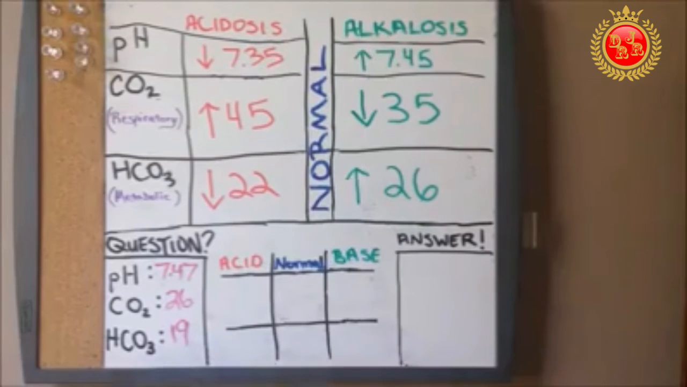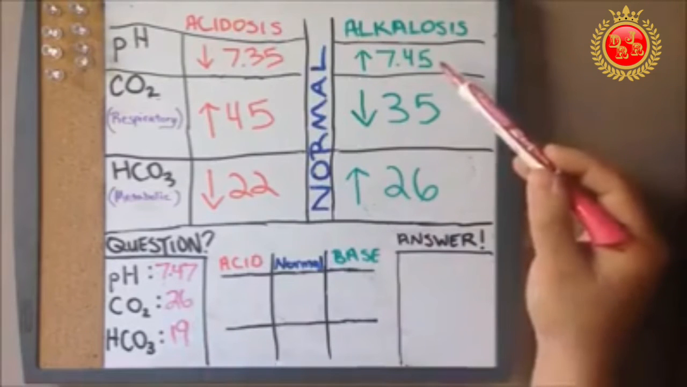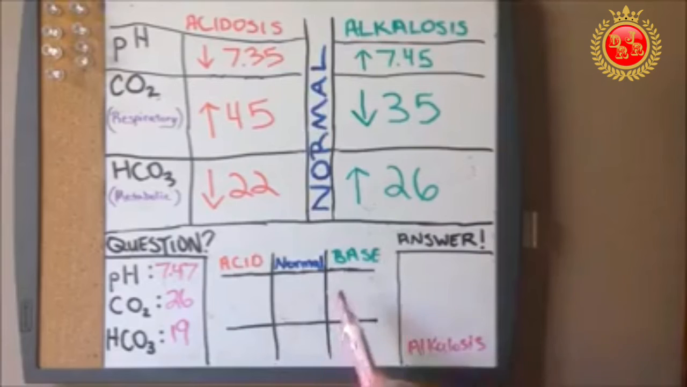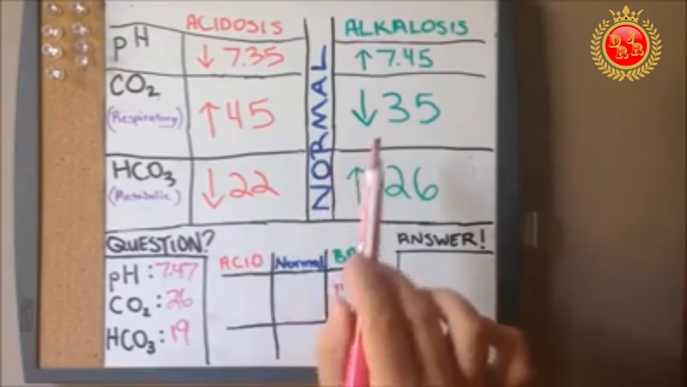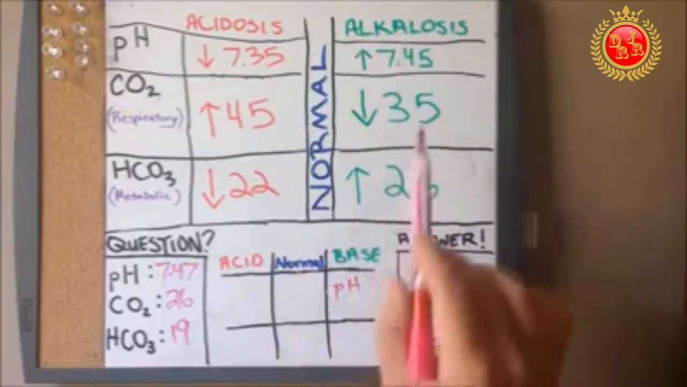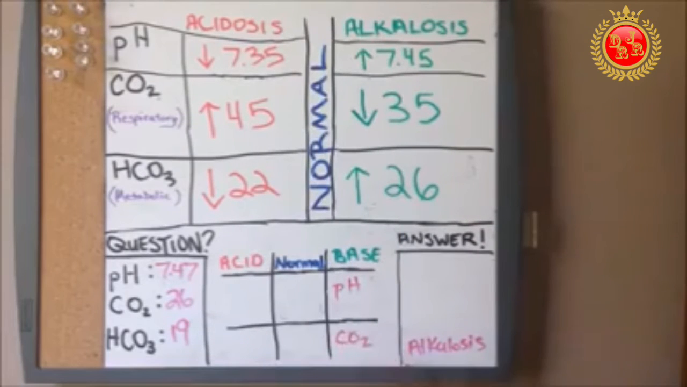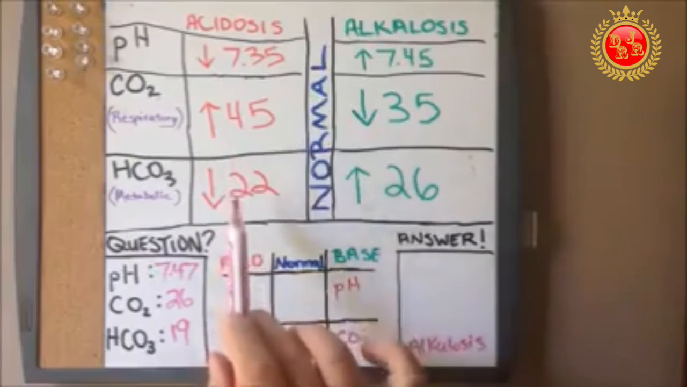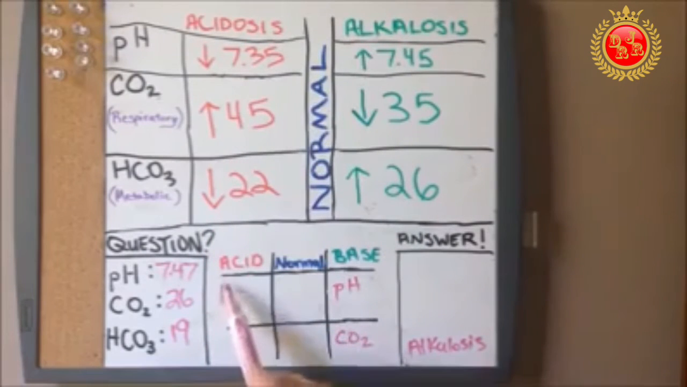As always, let's approach it the same way. pH, check it first, 7.47. That is above 7.45. So right off the bat, we have alkalosis. Since pH is in the basic column, let's write it down here in the basic column. Next, our CO2 of 26. 26 is less than 35. So we're going to write this CO2 in the basic column as well. And next, our HCO3 of 19 is less than 22. So since the HCO3 is falling in the acidosis column, let's write it over here in the acid column.